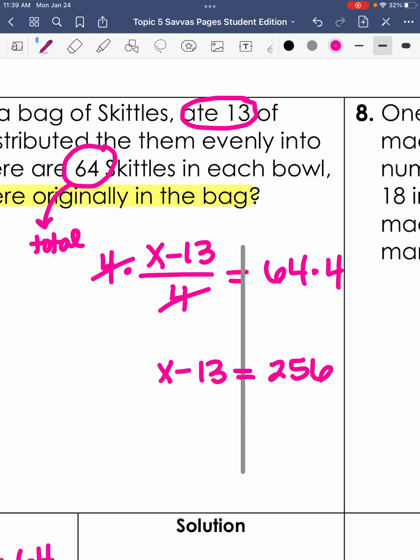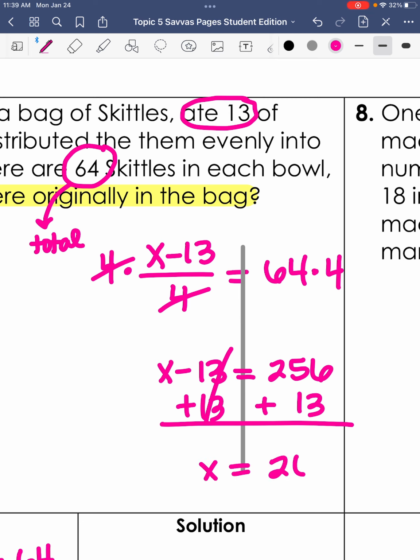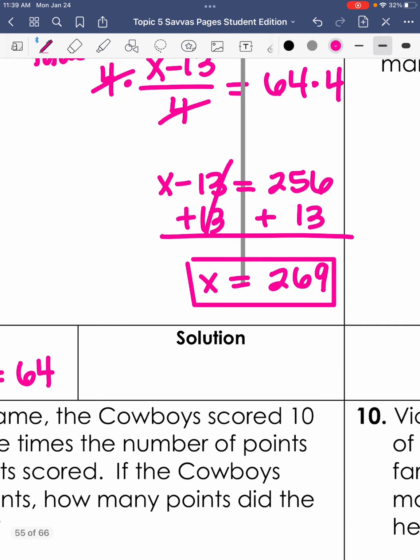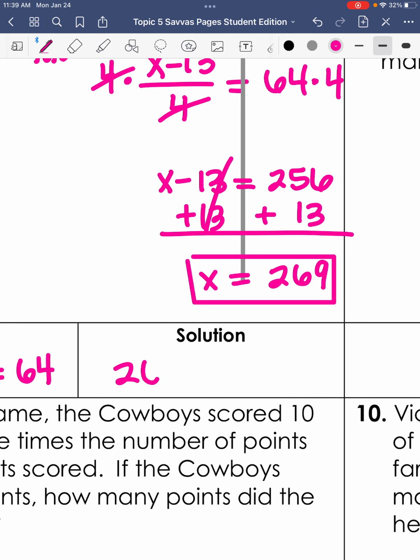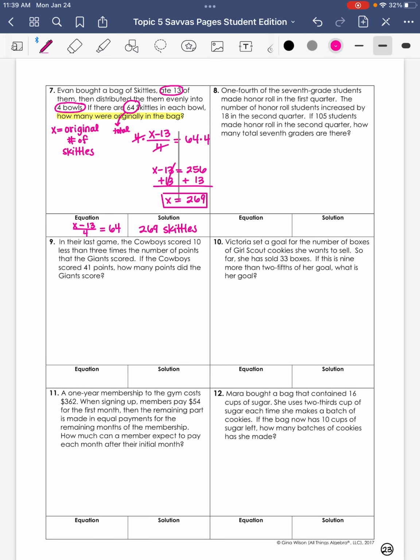Now to get x by itself, I need to add 13 to both sides. So my 13's cancel out. X equals, when I add that together, I get 269. Well, 269 what? 269 Skittles. And that is the end of our little mini lesson on two-step equation word problems.